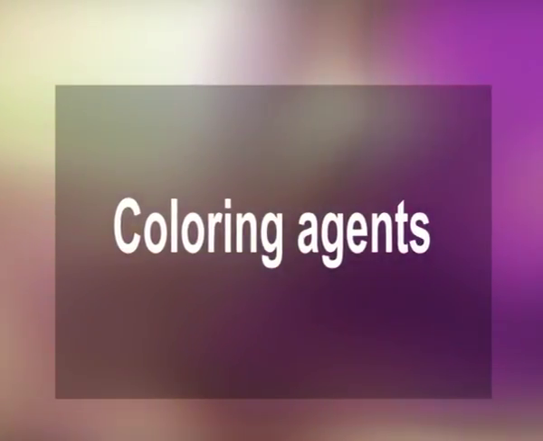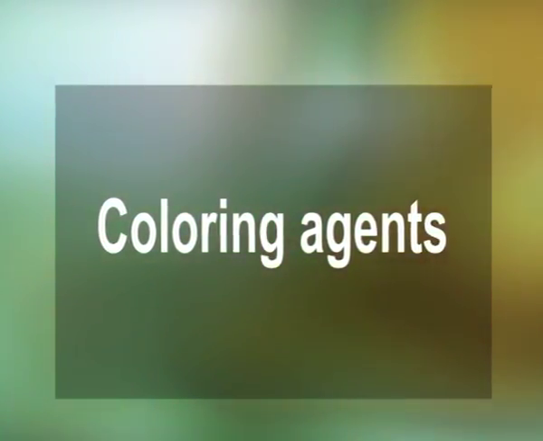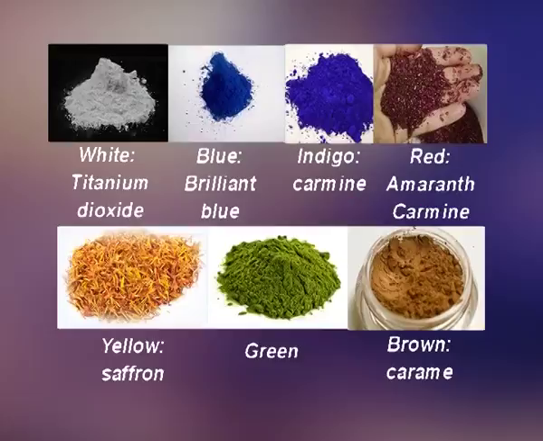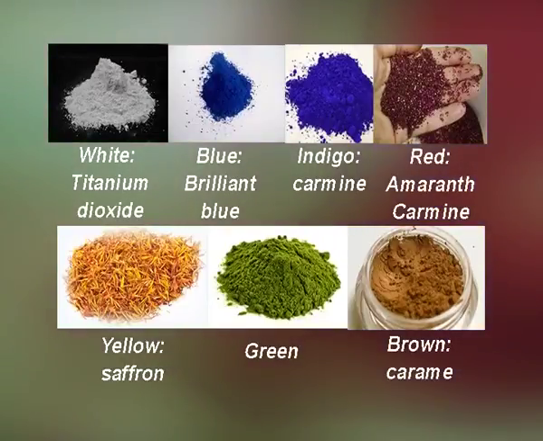The next additive is coloring agents. They impart color to the formulation. Types of coloring agents: natural and synthetic. Examples of coloring agents: titanium dioxide, brilliant blue, indigo carmine, amaranth, etc. and other dyes which are also used as a coloring agent, like FD and C and D and C dyes. All coloring agents must be approved and certified by the FDA, that is Food and Drug Administration. FD and C and D and C dyes are used in tablet preparations.